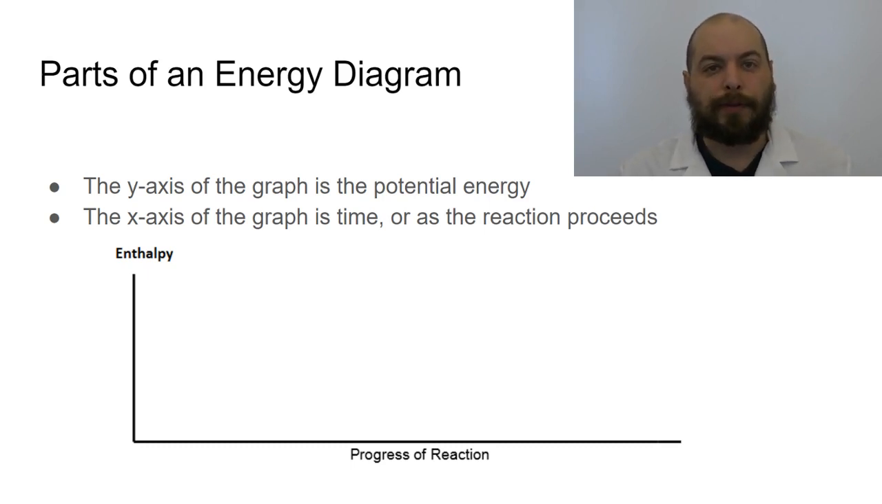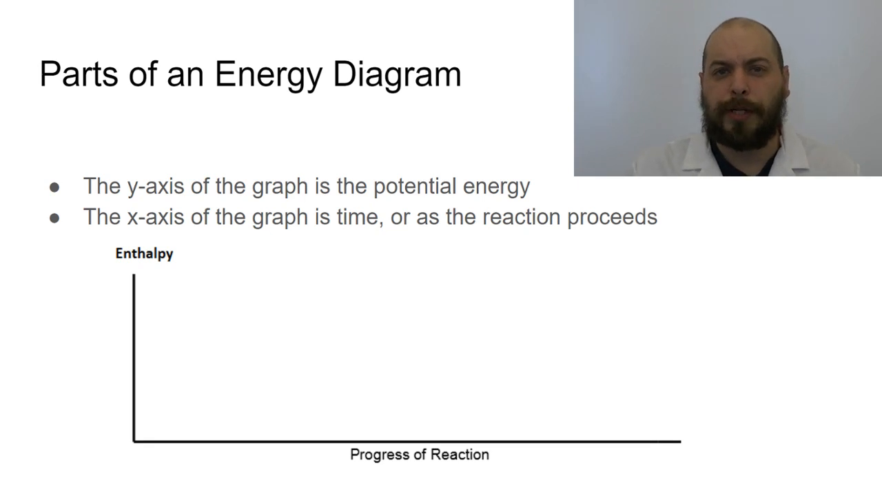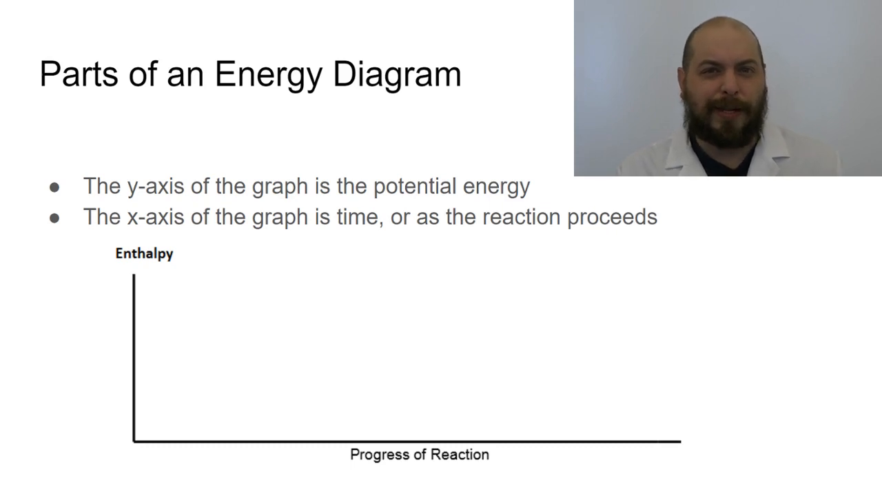As with any graph, the first thing we need to look at are the axes. On the x-axis here, we have something called the course of the reaction, or progress of the reaction. Now that seems kind of fluffy. It doesn't really have any quantitative function, and that's okay.